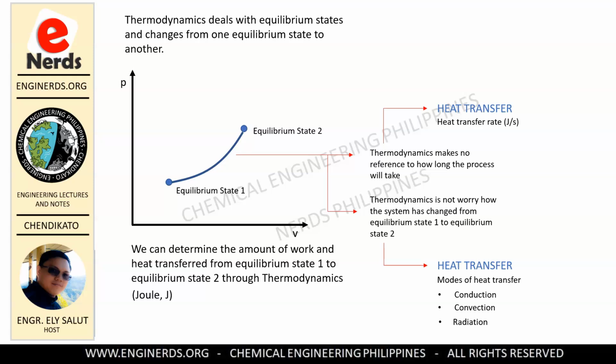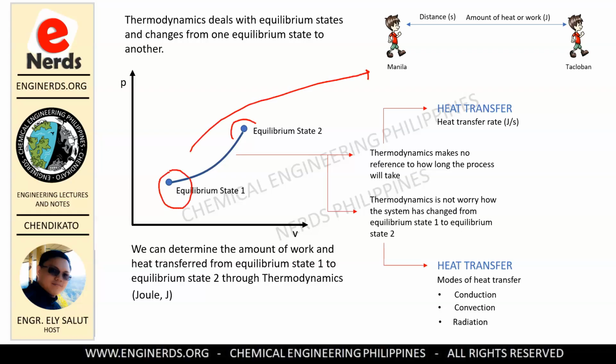So magbigay tayo ng analogy para madali natin siya maintindihan. Suppose you are traveling from Manila to Tacloban. So yung distance na tinravel mo, distance S, is analogous to the amount of heat or work in joule. Dahil mami-measure mo yung distance na na-travel mo from Manila to Tacloban, the same way naman sa heat. From equilibrium state 1, dito ang equilibrium state 1 natin is Manila, at ang equilibrium state 2 naman natin is yung Tacloban. So, nami-measure natin yung distance na tinravel, and of course, mami-measure din natin yung amount of heat.